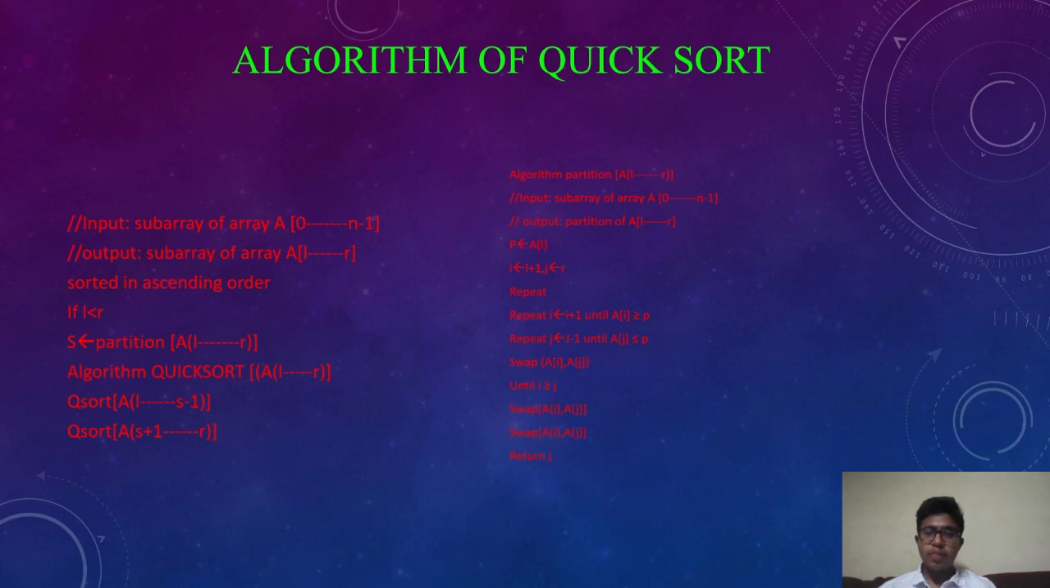Algorithm of partition. Assign the value of A[L] to p, L plus 1 to i, and R to j. Repeat: increment i until A[i] is greater than or equal to p, and decrement j until A[j] is less than or equal to p. Swap A[i] and A[j] until i is greater than or equal to j. Then swap A[L] and A[j], and return j.